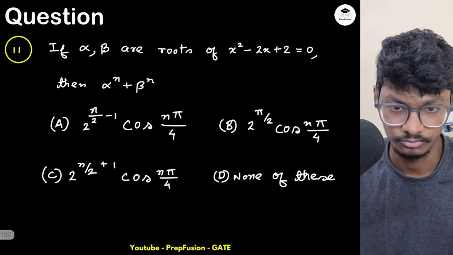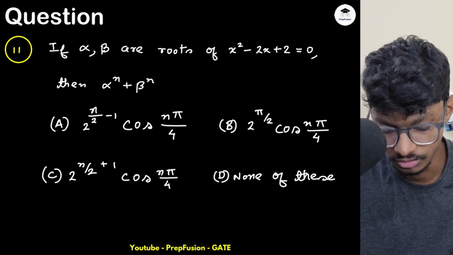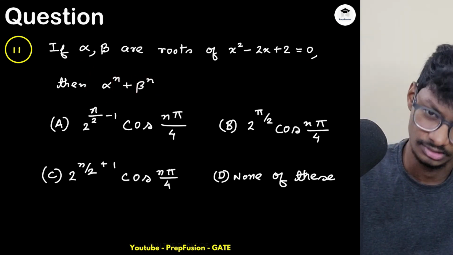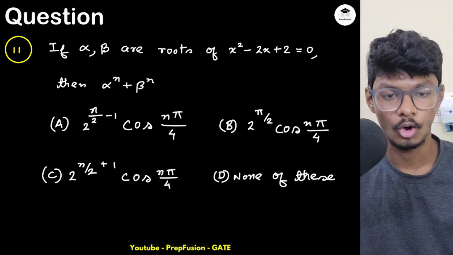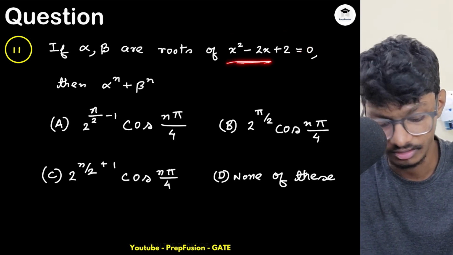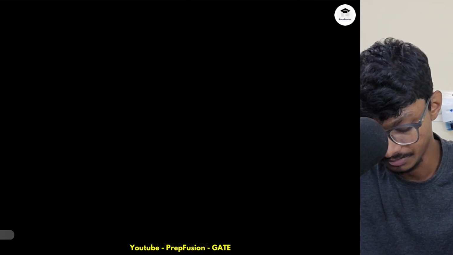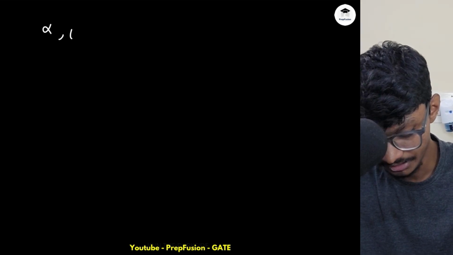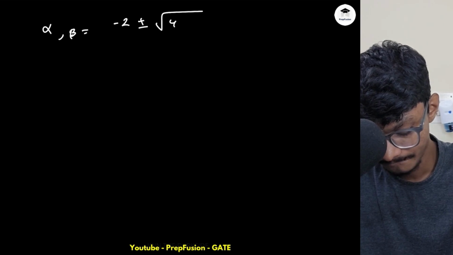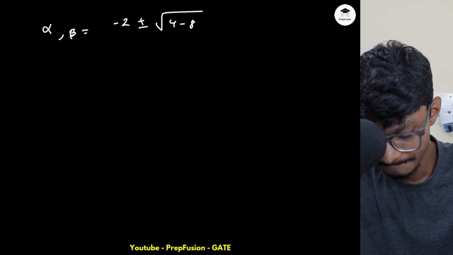So let's solve this using that proof. If alpha and beta are roots of this equation, then find alpha raised to power n and beta raised to power n. This can be solved in other ways also, but let's solve using our complex number approach. If alpha and beta are roots of this equation, then they have to satisfy it, so let us compute the roots. What are the roots of a second order equation? Simple, right? Alpha, beta will be equal to minus b plus minus square root of b square minus 4ac, where 4 times 2 is 8, minus 8, divided by 2a.